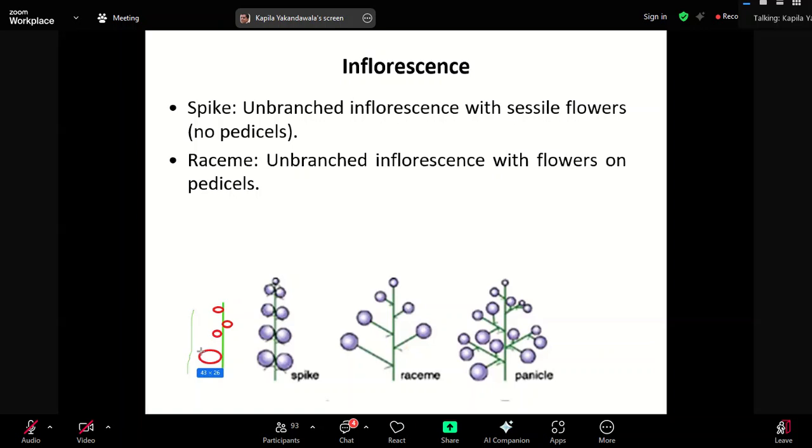As you can see, these flowers have stalks. Stalks and flowers are attached to the axis. As you can see here.